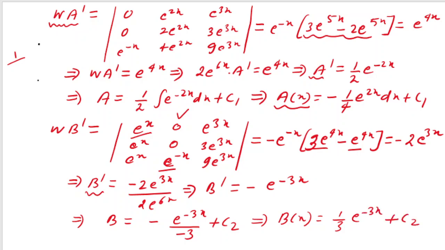Since we don't have space here, now we are going to move to the next page. So the next thing that we have to calculate is W_C dash. Okay, so how will W_C dash be written? W_C dash will be written by replacing the third column.